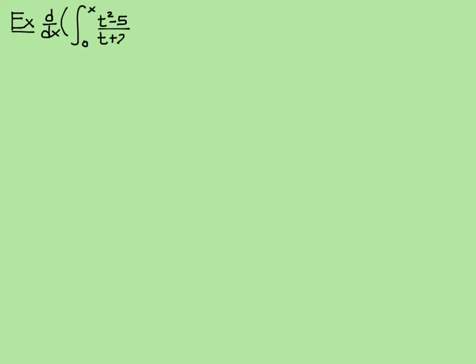Let's look at another example. So d by dx, or the derivative, of the integral from 0 to x of t squared minus 5 over t plus 2 dt. Now I have no idea what this function looks like. It's probably something super crazy, but we're taking the derivative of an integral. So I'm going to treat this t squared minus 5 over t plus 2 as my f of t, and the fundamental theorem of calculus says that all we have to do is replace the t's with x's. So we end up with x squared minus 5 over x plus 2. That's the final answer.